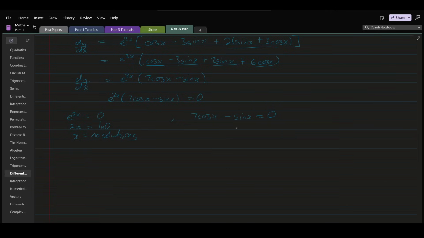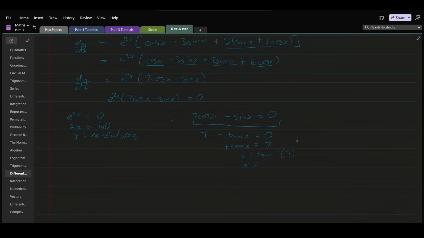So now let's move on to this equation over here. Let's divide through by cos x. So that will become 7 minus sin x over cos x, which is tan x, and this is equal to 0. So tan x is equal to 7. x is equal to arctan of 7.